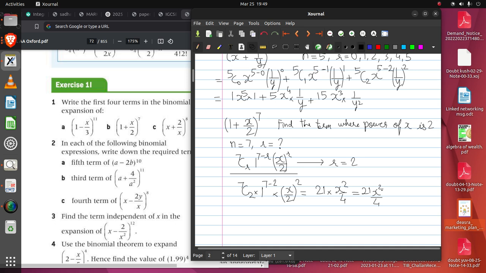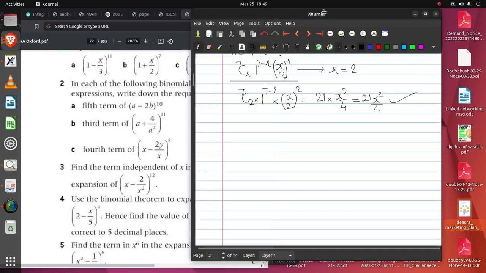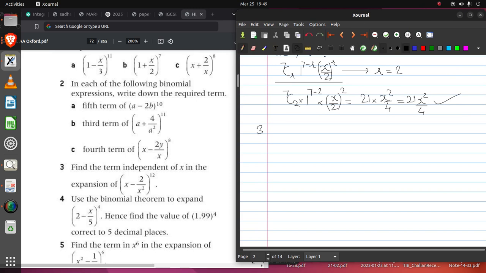I did not have to write starting with nc0, nc1, all those terms until I reach this point, but the power of x is 2. So that is the use of the binomial. I'll take one more example, which is question number 3 here. Just look at it. This is the binomial and n is equal to 12.